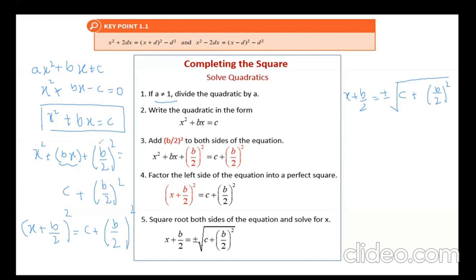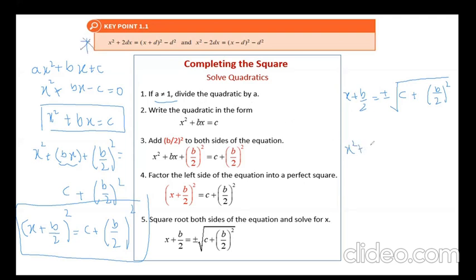So by adding (b/2) whole square on both sides, this side will be the completing square, that is (x + b) whole square, and this side is also added by (b/2) whole square, so c plus (b/2) whole square. So at the last, taking square root on both sides, this must be plus minus under root c plus (b/2) whole square. Hope you understand.